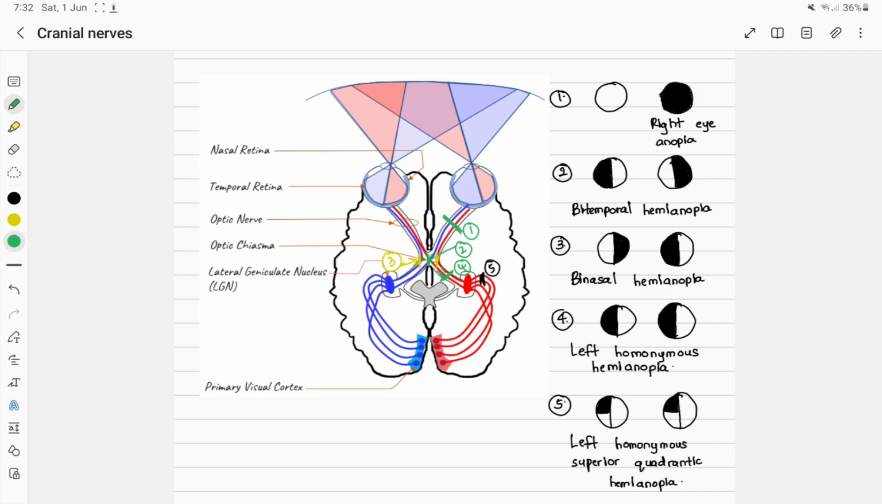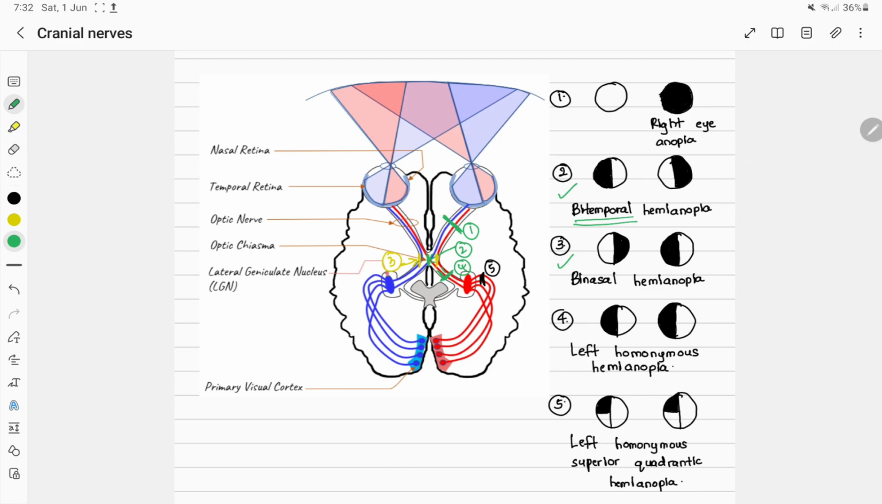Then the lesion in the optic chiasma. The lesions in the optic chiasma can be divided into two: what happens in the central part and what happens in the lateral part. In the central portion of the chiasma, it can be compressed by an expanding pituitary tumor. So it can result in bitemporal hemianopia.